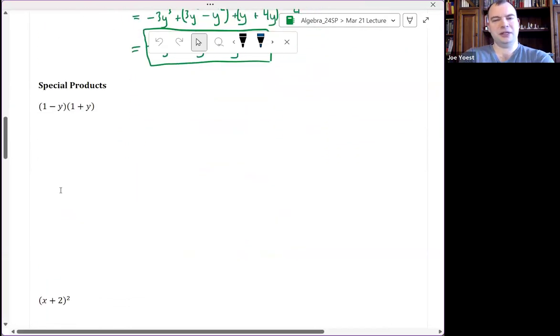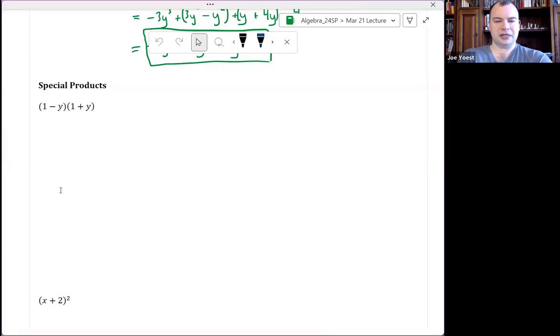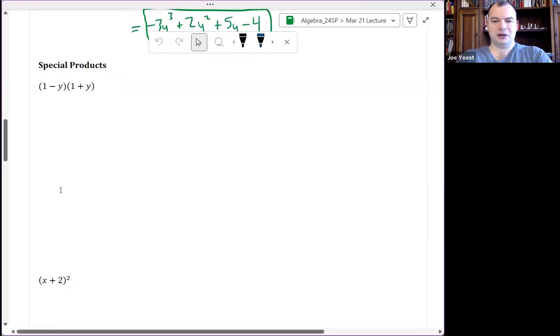Okay, so let's look quickly then at special products. And again, this is kind of a smaller section. It deals with a couple special cases that turn out somewhat nicely in polynomial multiplication. So the first one, let's look at, for example, this 1 minus y times 1 plus y.